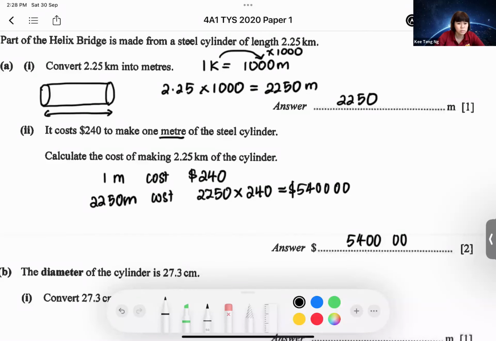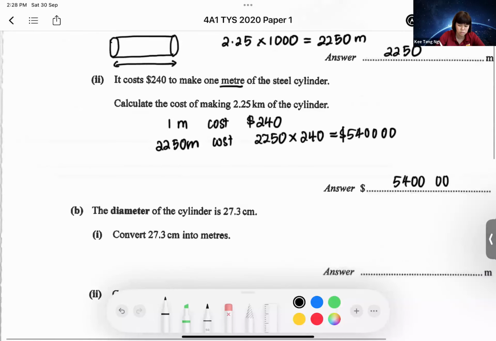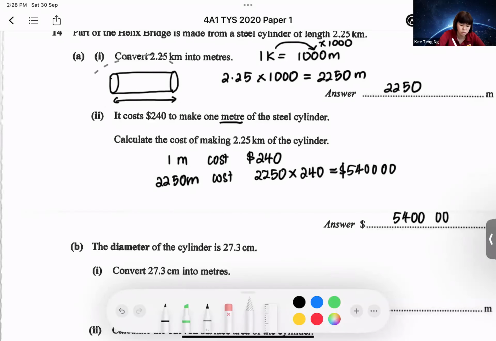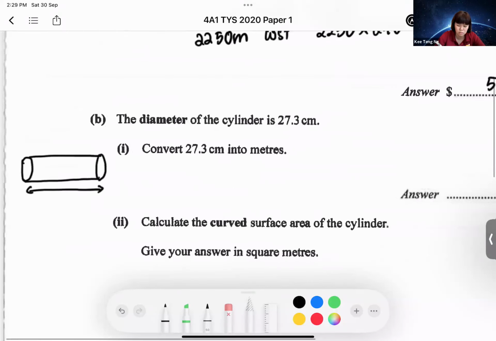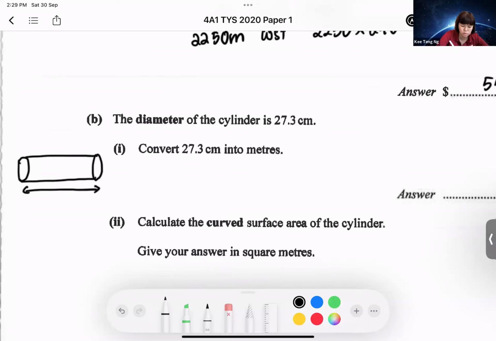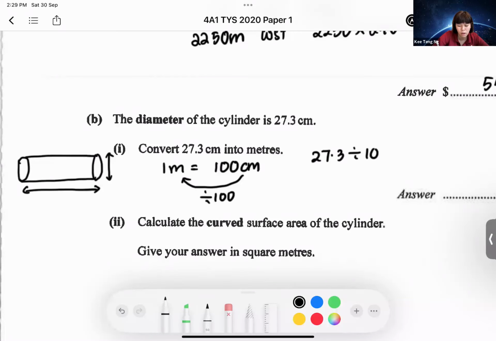Okay, next one, the diameter of the cylinder. This is the cylinder we are going to talk about. The diameter of the cylinder is 2.73 cm. 1 meter equals 100 cm. I want to convert from cm to meter, so I do division, divide by 100. So 2.73 cm divided by 100 gives 0.0273 meters.